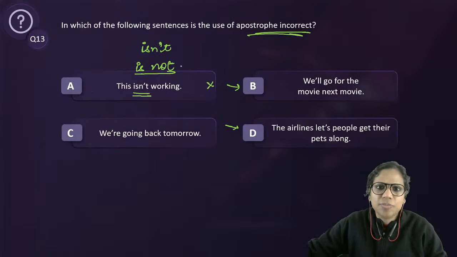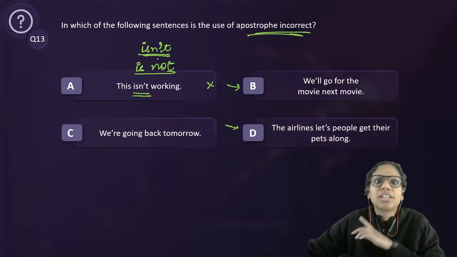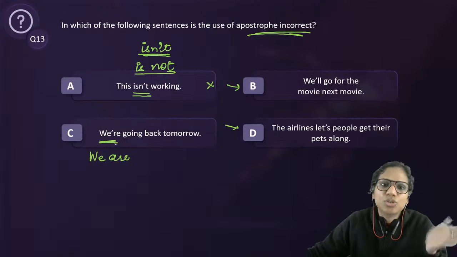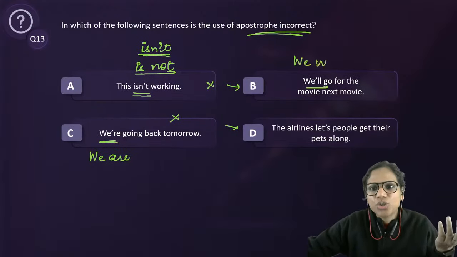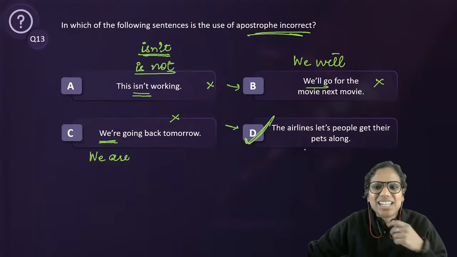No problem here. Now see, apostrophes show belonging, possession, also. They are used for contractions also. We're, the contraction is this only. So no error here as well. We'll, again, contraction of we will. No error here. This is the problematic sentence.